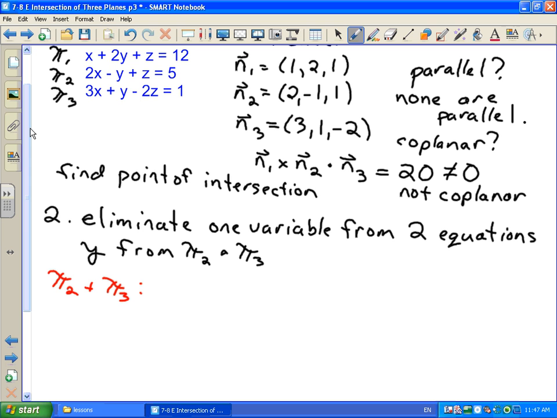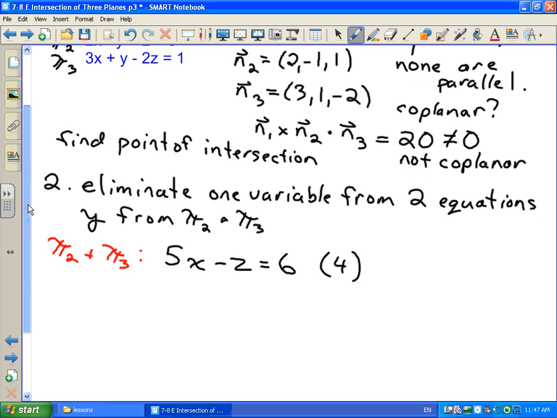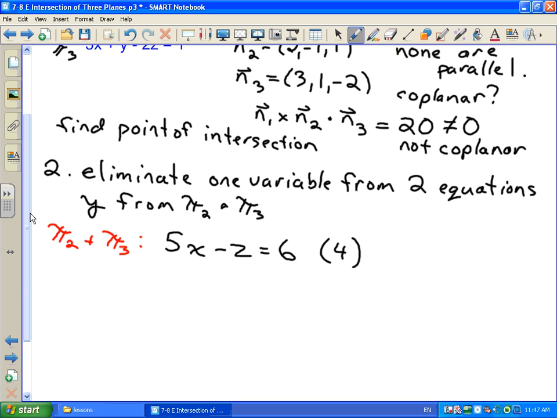And what is that going to get us? Well, let's see. 2x plus 3x gets us 5x. Negative y plus y eliminates y, which is good. z minus 2z is negative z. And all of this is going to equal 5 plus 1 gives us 6. So we've eliminated y from planes 2 and 3. Let's call this equation 4. Because we've got plane 1, plane 2, plane 3, our original equations, we'll call this 4. So we used 2 and 3.